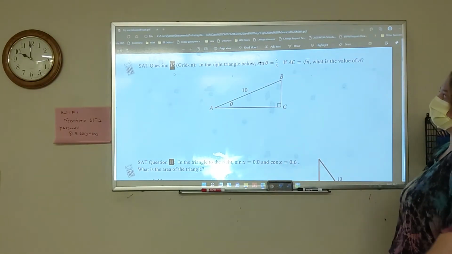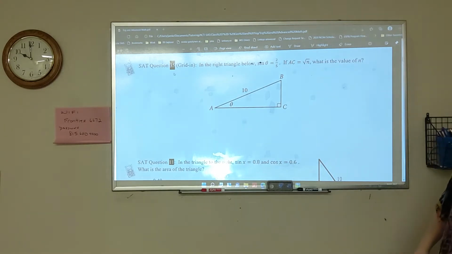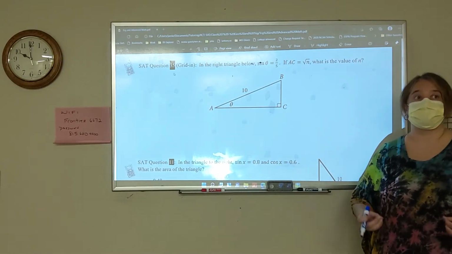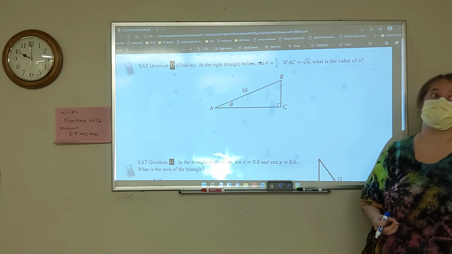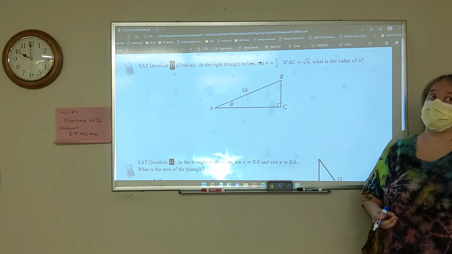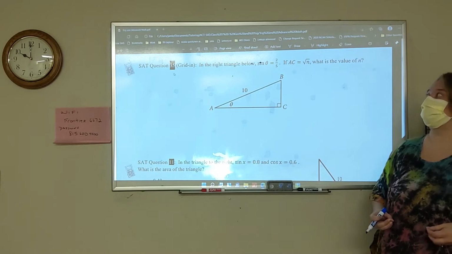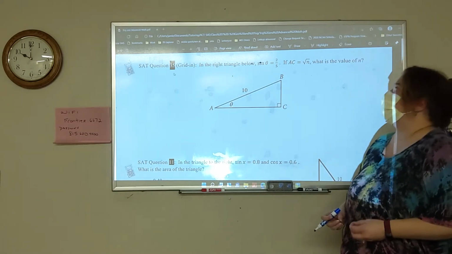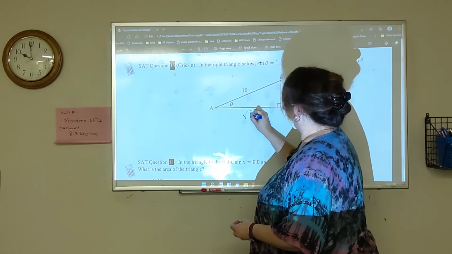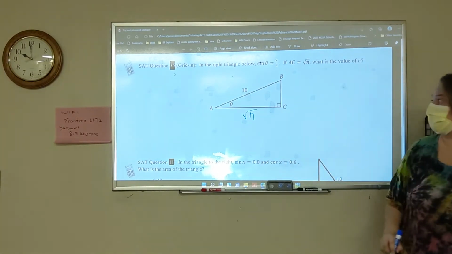In the right triangle below, sine of theta is 2 over 5. So remember, that's the ratio of the sides. That doesn't have to be equal to the sides. That's the ratio of the sides. Lots of other fractions are equal to 2 over 5. If AC is root n, what is the value of n?